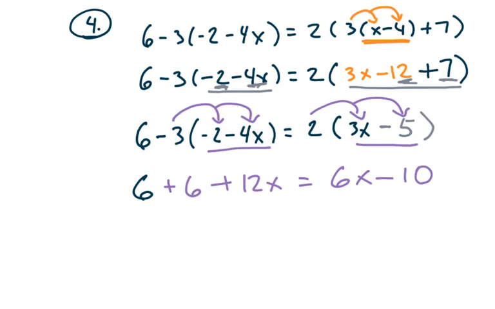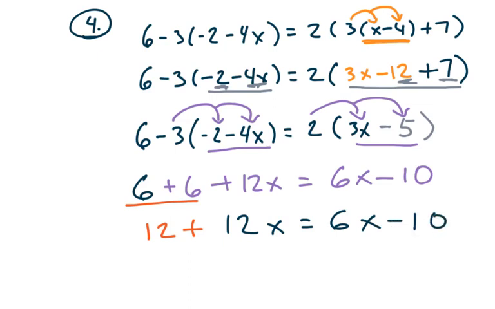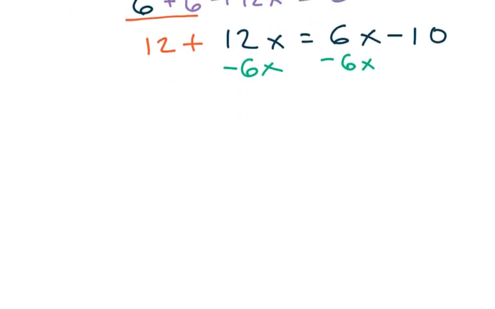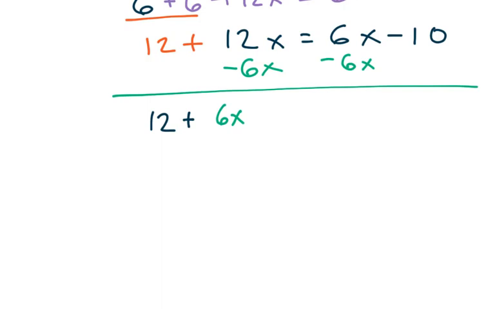Okay. From here, combine like terms, so 6 and 6 is going to give me 12 plus 12x. And on the back side now, those are not like terms, so I can't put those together. Okay. From here, we're going to put together, again, like terms. So I'm going to subtract 6x. The reason why I'm going to subtract 6x is I'm trying to keep everything positive for as long as possible. So if I subtracted 12x, then that would not be the case.